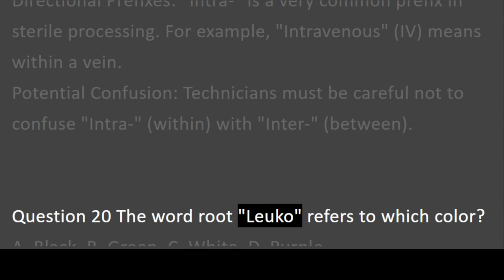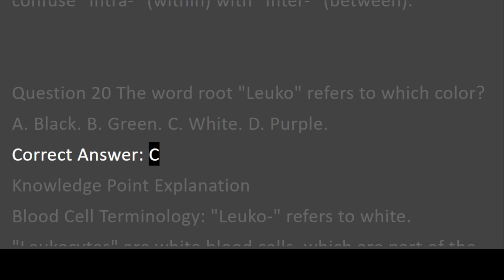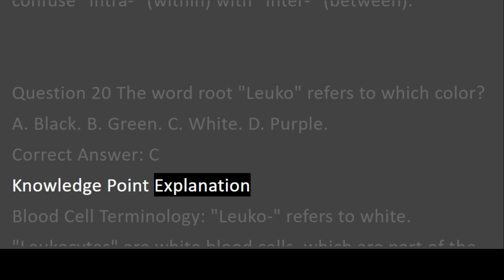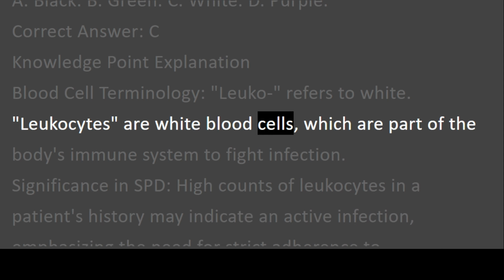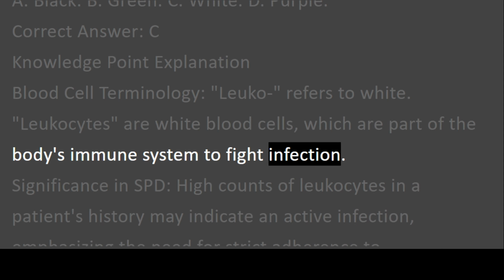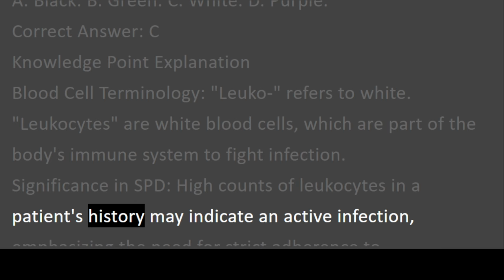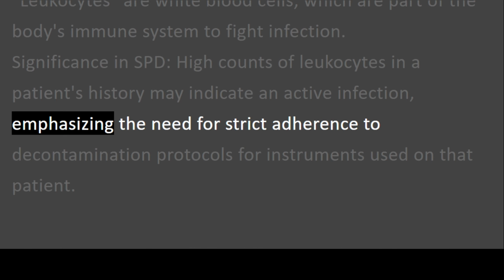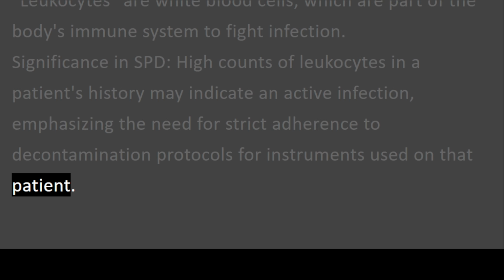Question 20. The word root leuco refers to which color? A. Black. B. Green. C. White. D. Purple. Correct answer, C. Knowledge point explanation. Blood cell terminology. Leuco- refers to white. Leukocytes are white blood cells, which are part of the body's immune system to fight infection. Significance in SPD. High counts of leukocytes in a patient's history may indicate an active infection, emphasizing the need for strict adherence to decontamination protocols for instruments used on that patient.